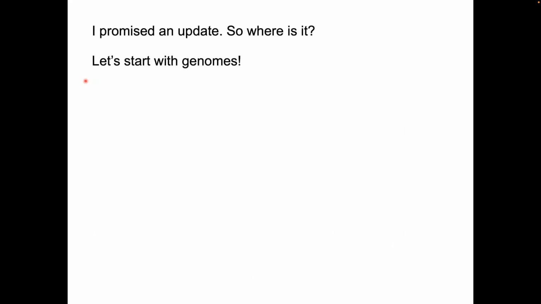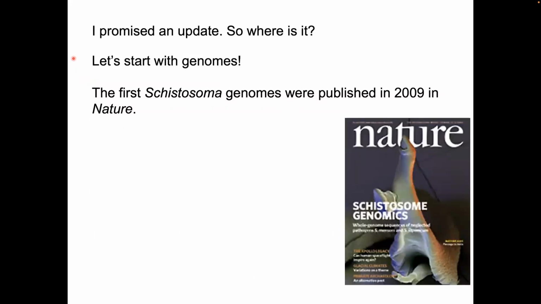Well, I've got 10 minutes for an update. Let's start with genomes. That's mostly where the interest has been in recent years. And the first Schistosoma genomes were published in 2009 in Nature. They even got a cover photograph. Look, front cover of Nature. How good is that? That was Schistosoma japonicum and Schistosoma mansoni, published by a group in China and by the Sanger group at the Wellcome Sanger Institute. At the same time, back-to-back papers in the same issue.